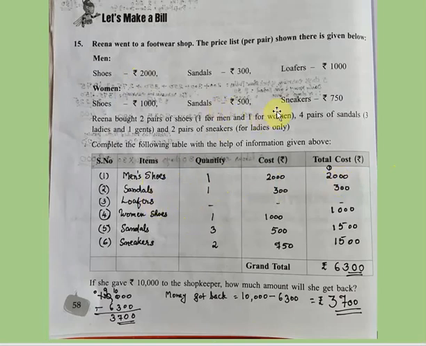Now sandals. Sandals of men also, women also she purchased. So first I had written sandals of men. Four pairs of sandals, three ladies and one gents. So first I had written gents sandal, one pair she purchased. What is the rate? 300 rupees. So 300 I had written. So 300 ones are 300. Loafers not purchased. So that column you can keep blank.